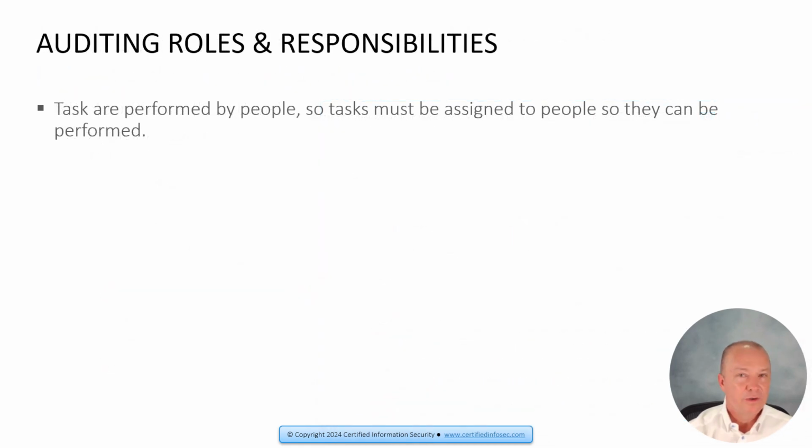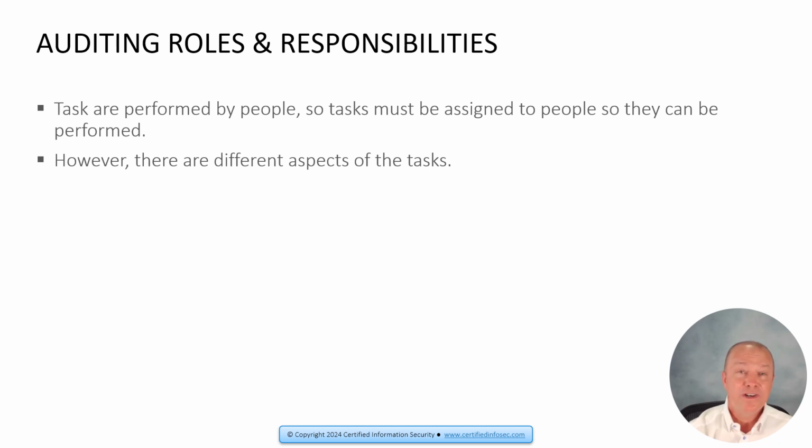So we're looking to go through the organization and see if the 367 recommended implementation tasks are being performed and being completed. But actually, one of the very first things we need to do is see if those 367 tasks were even properly assigned and allocated through proper roles and responsibilities allocation throughout the organization. Because after all, tasks are performed by people. So tasks must be assigned to people so that they can be performed.